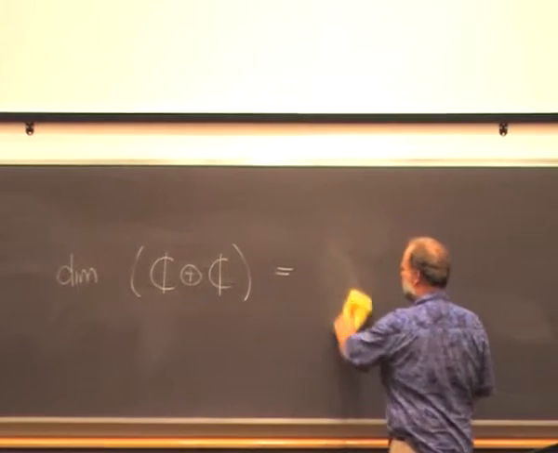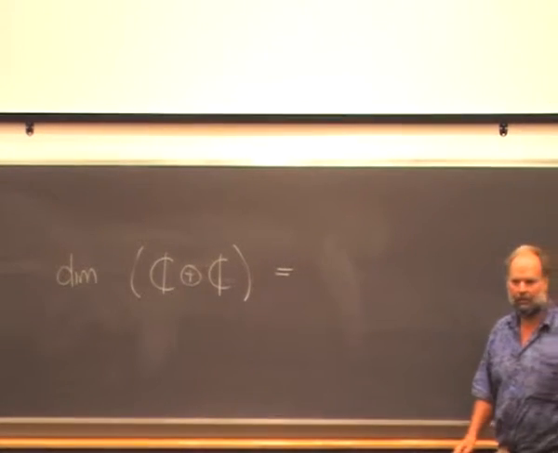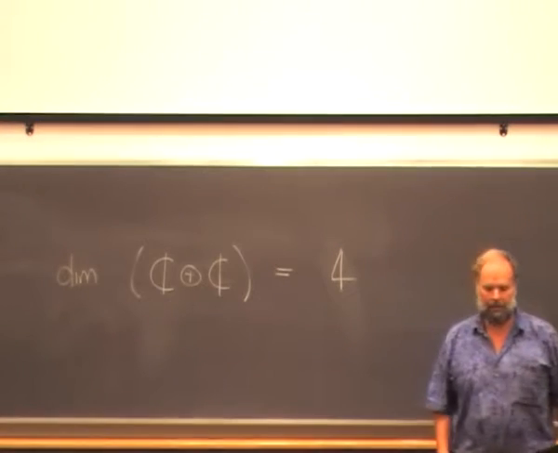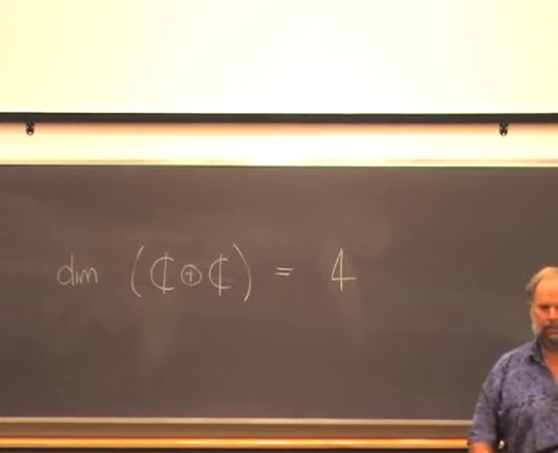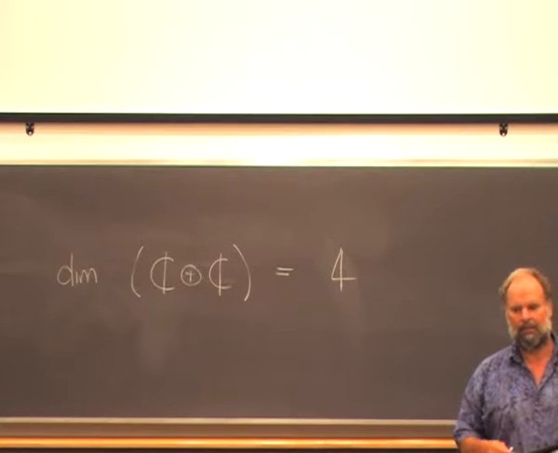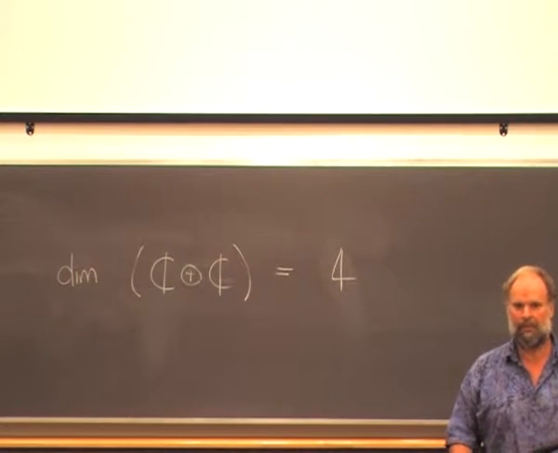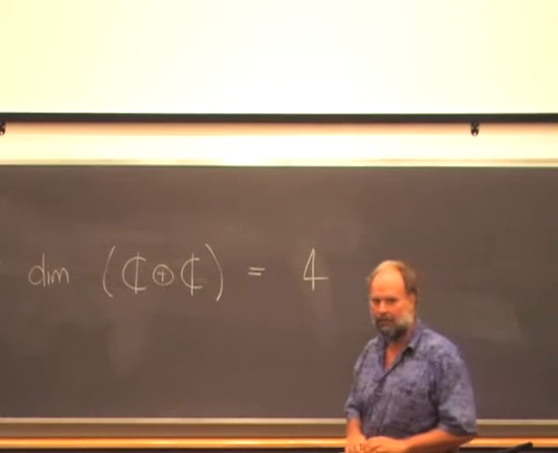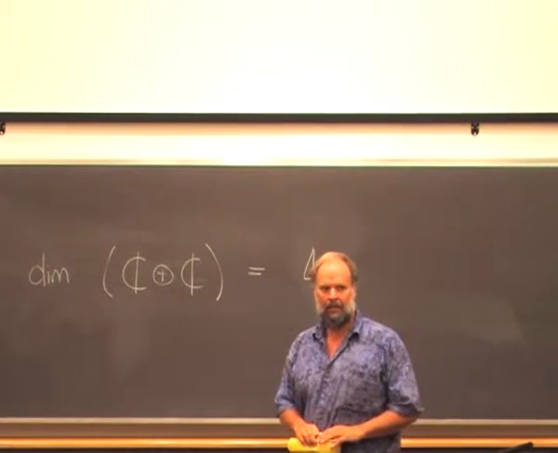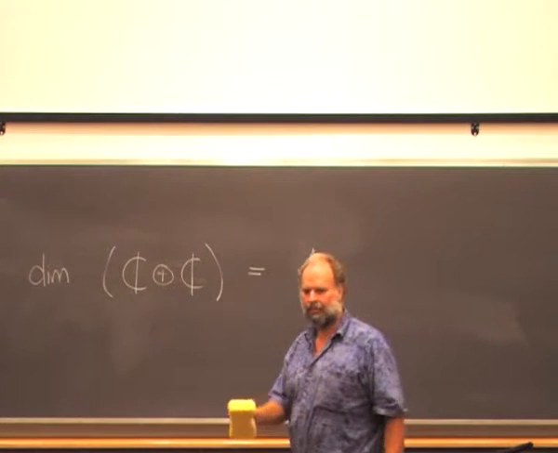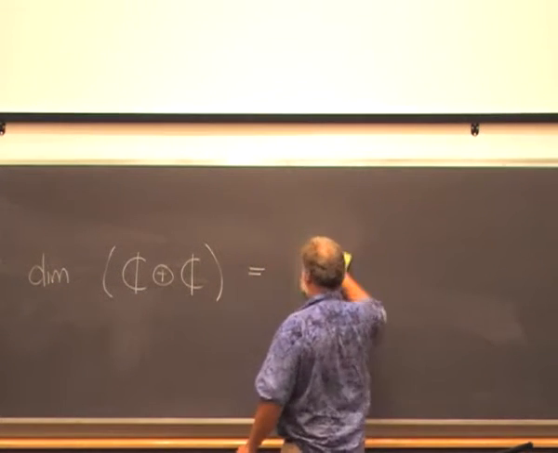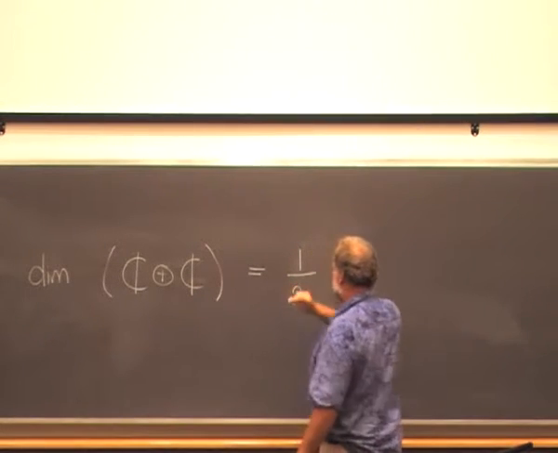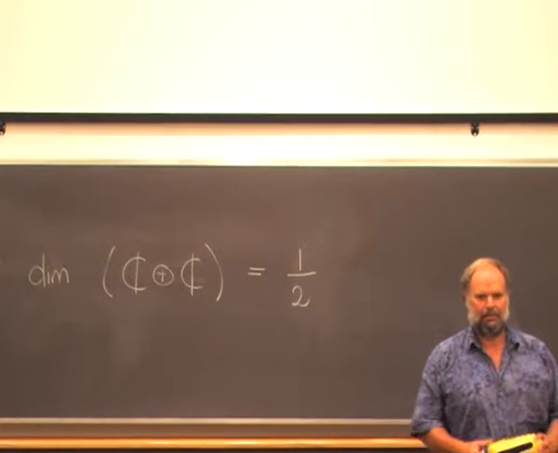The obvious next choice, of course, you will all agree, is 4. So we got 2 if we thought of C plus C as a two-dimensional complex vector space. We get 4 if we think of it as a 4-dimensional real vector space. But here's the answer that I want to propose for today, and this will be the point of entry into the theory of subfactors. Instead of it being 2 or 4, what I propose is 1/2 as the dimension of C plus C.